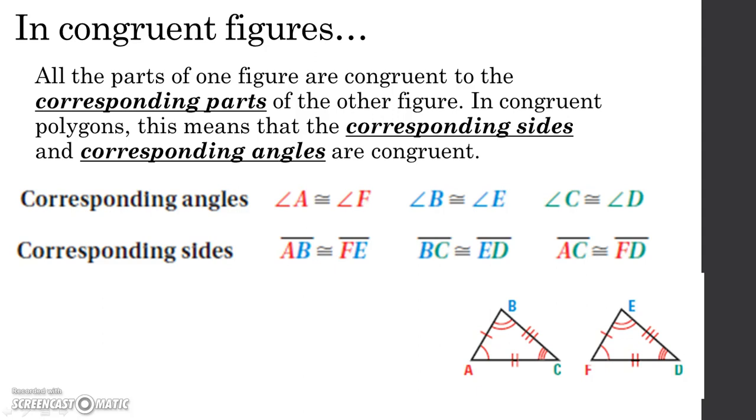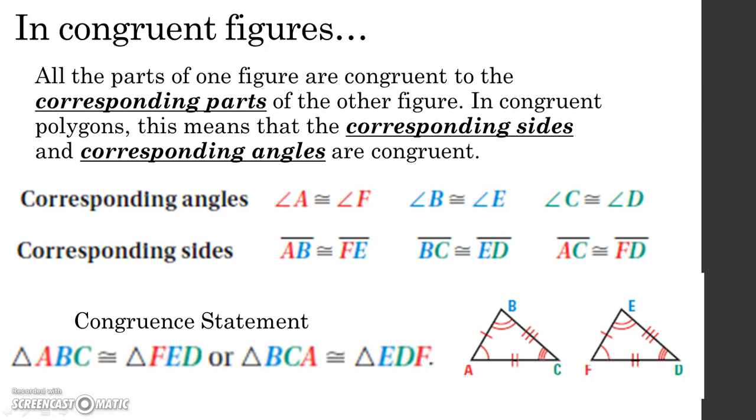Finally, to write a congruent statement, what you do is you follow the same pattern when naming your triangle. So if I name it triangle ABC, I'm going to follow the same pattern on the other triangle, triangle FED, and we would just say that they're congruent. Doesn't matter what order you go in, such as triangle BCA, right? I went from the 2 to the 3 to the 1. Just follow the same pattern, so EDF.